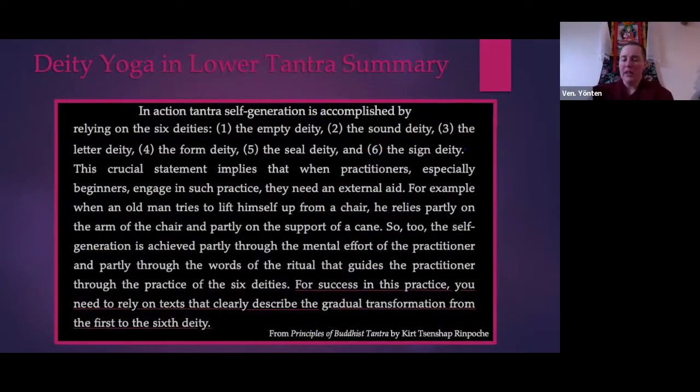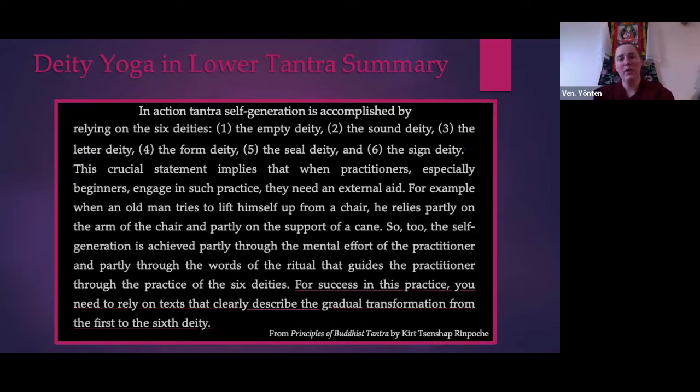So here's the summary, and this is from Principles of Buddhist Tantra by Kirtisenta Rinpoche. He says, in action tantra, self-generation is accomplished by relying on the six deities. The empty deity, the sound deity, the letter deity, the form deity, the seal or mudra deity, and the sign deity. This crucial statement implies that when practitioners, especially beginners, engage in such practice, they need an external aid.